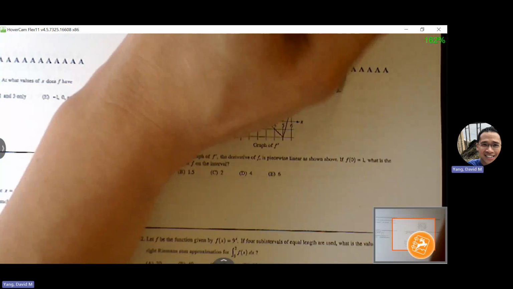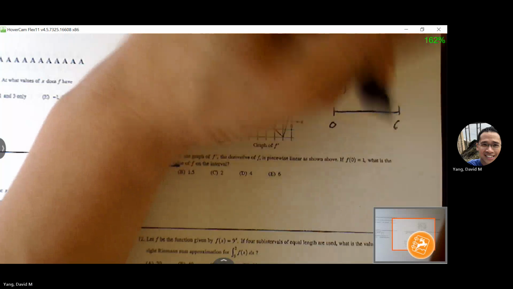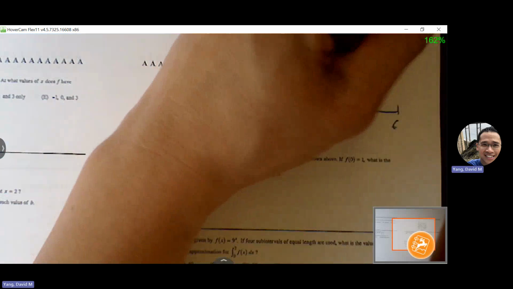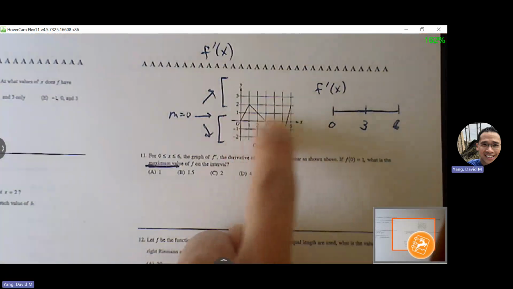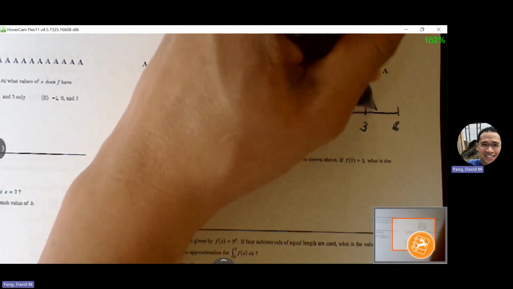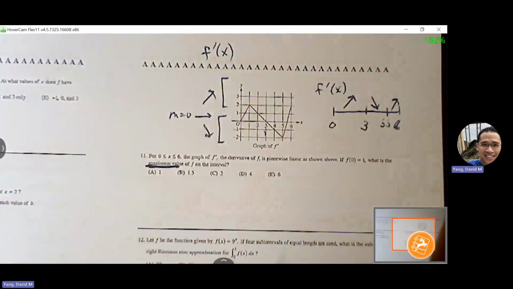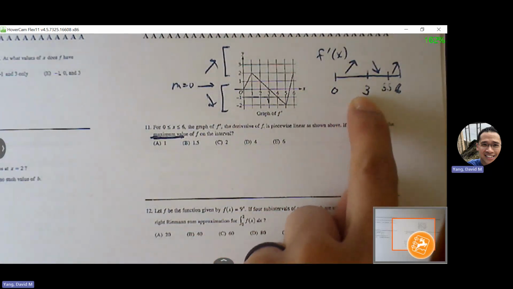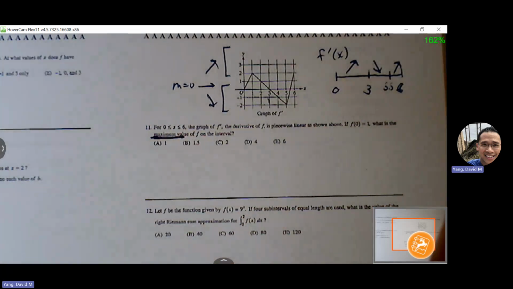So if I create my slope sign line, we see there's a critical point at 3. So at 3, to the left of 3, above the x-axis, so positive slope. To the right of 3, below the x-axis, and then at 5.5, the graph is going to go back to above the x-axis. So we know there's a relative max at 3. So we just have to figure out the value of f of x at 3.